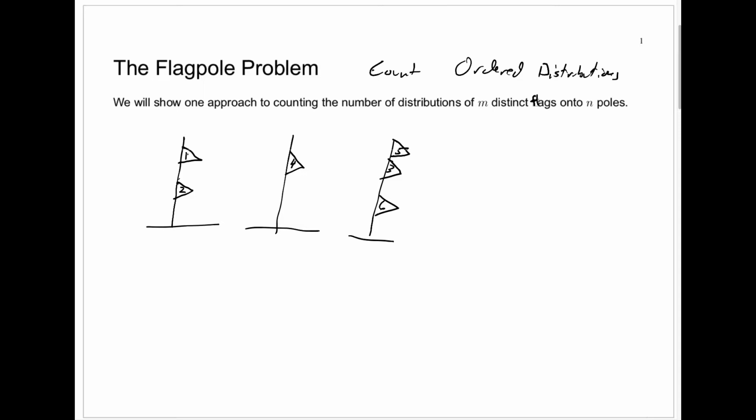And it makes a difference how we put them on the pole. This is what we mean by ordered distributions. Here 1 is on top of 2. That is different from a distribution in which 2 is on top of 1. Here we have 5 on top, then 3, then 6. If you rearrange these, that would count as a different ordered distribution. So the question is, how many ways can we do this?